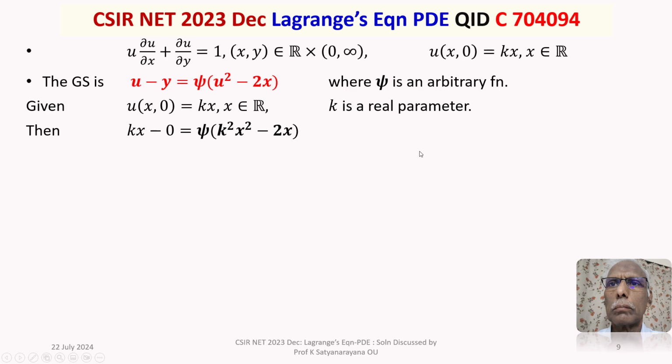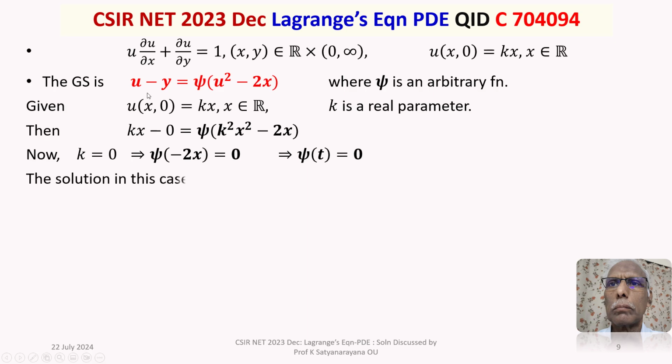Agreed. Now put k is equal to 0. Then psi of minus 2x is equal to 0. That means psi of t is 0 for all t. That's what it says. So therefore the solution in this case is u minus y is equal to psi of u square minus 2x, and psi of u square minus 2x is 0. So u minus y is 0. So that is u of x comma y is equal to y, and y belongs to 0 to infinity.